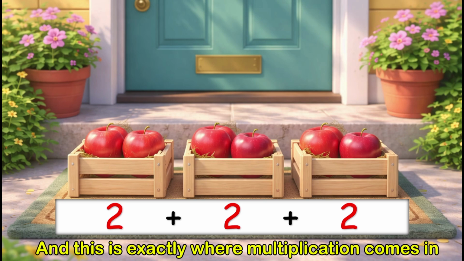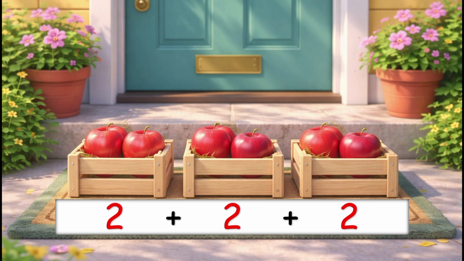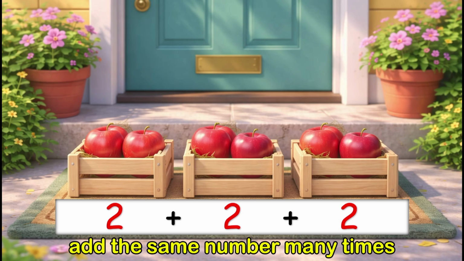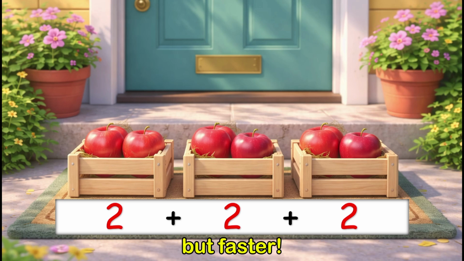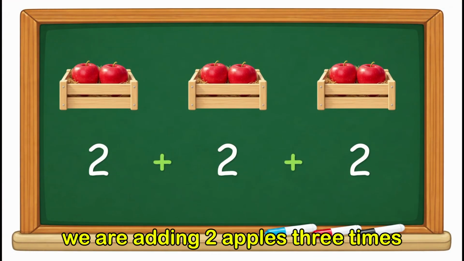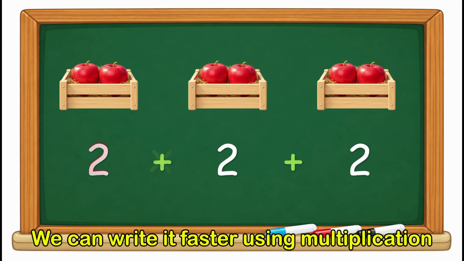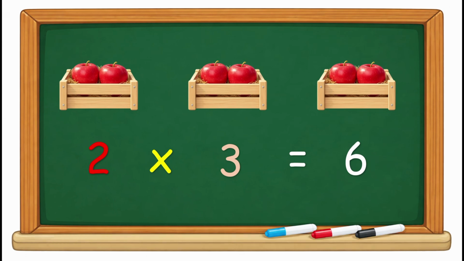And this is exactly where multiplication comes in. Remember what we said earlier? Multiplication helps us when we want to add the same number many times, but faster. In our example, we are adding 2 apples 3 times. So instead of writing 2 plus 2 plus 2, we can write it faster using multiplication. 2 multiplied by 3 equals 6.